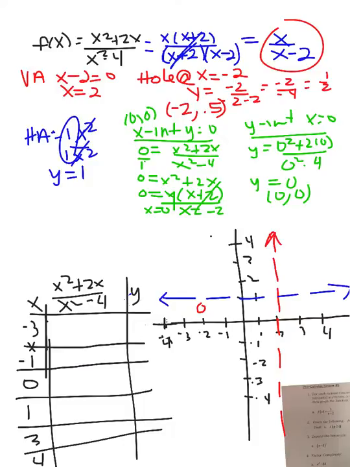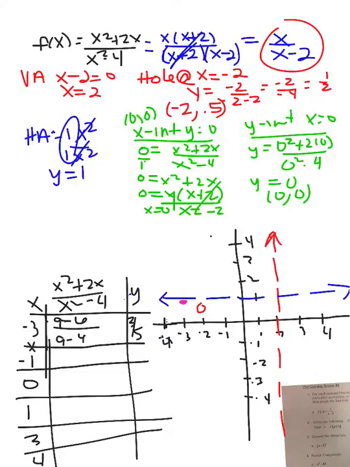Okay, so let's start with negative 3. So negative 3 squared is 9. 2 times negative 3 is negative 6. Over negative 3 squared is 9 minus 4. So that's negative 3/5, so that's negative 0.6. So it's negative 3 comma negative 0.6. The hole was at 0.5, so it's a tiny bit higher than the hole.